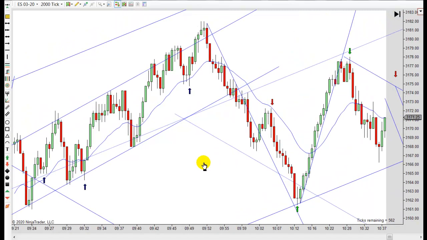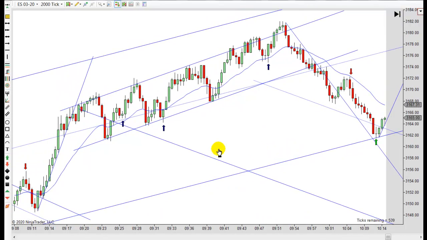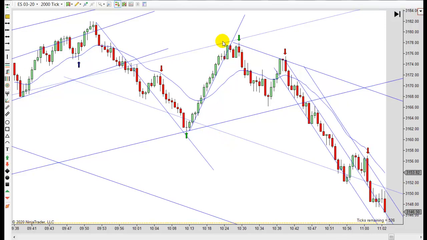I don't know if I moved it out of the right spot or not. But anyway, we run up, you get a break, new high, and a bearish bar. It is a second entry short, but it's a little bit of a trap too.